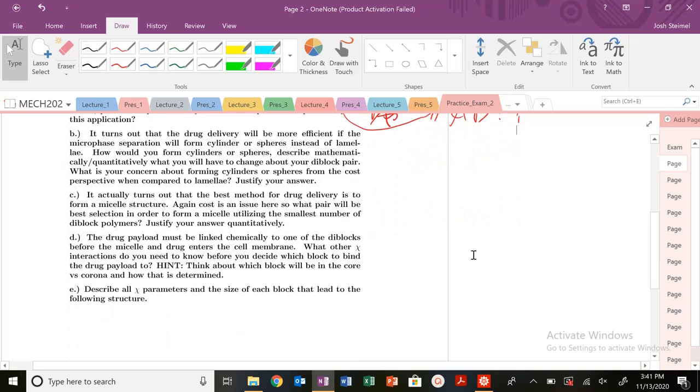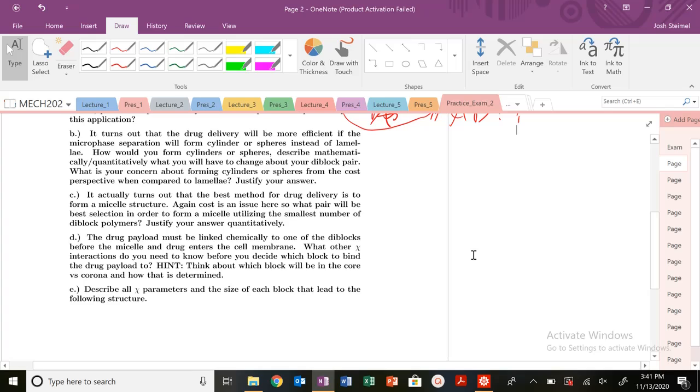Excellent. So it turns out that drug delivery will be more efficient if the microphase separation forms cylinders or spheres instead of lamella. So how do you form cylinders or spheres? Describe mathematically what you'll have to change in your diblock pair. What's your concern about forming the spheres from the cost perspective compared to lamella?